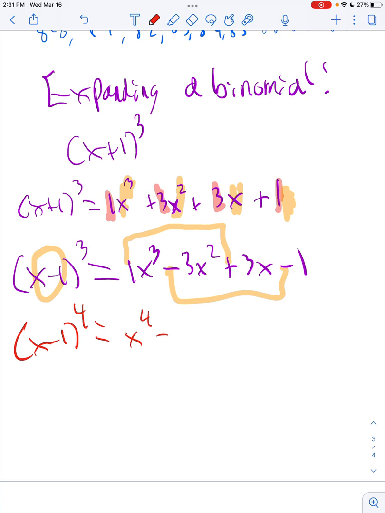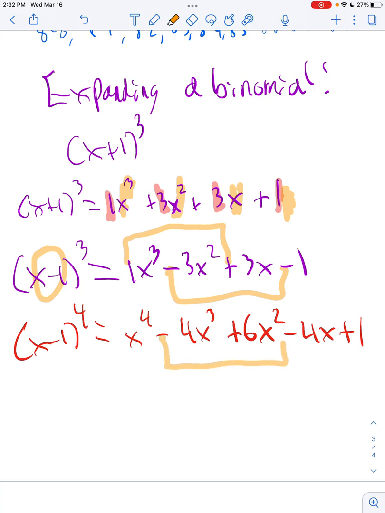So I have to use a different set of numbers: 1, 4, 6, 4, 1. So x to the fourth minus 4x to the third plus 6x squared minus 4x plus 1. Again, notice the alternating.